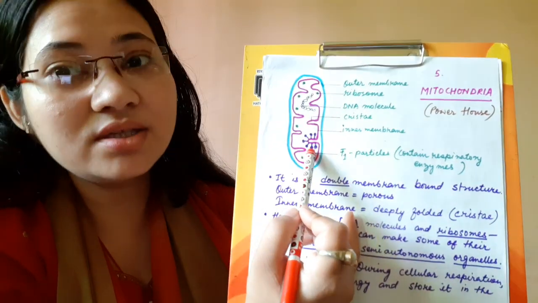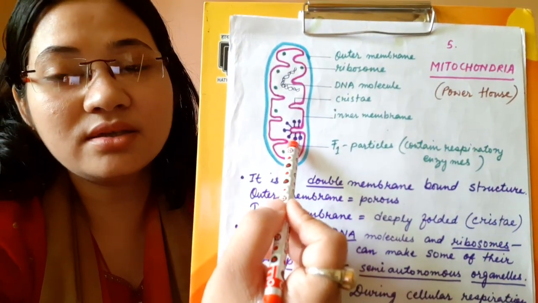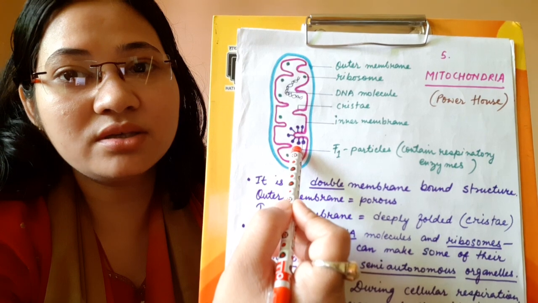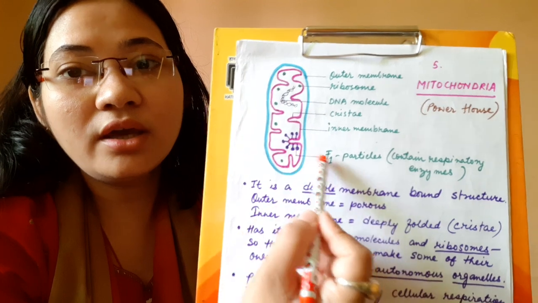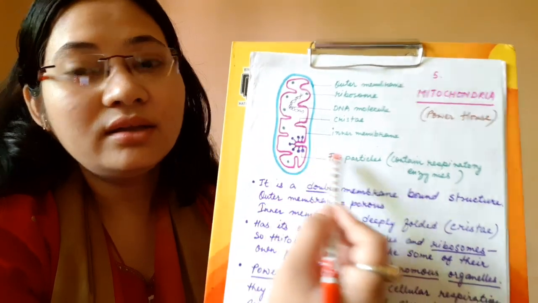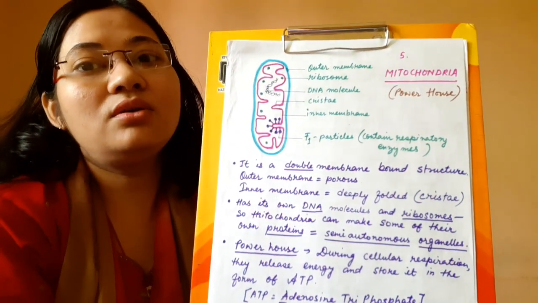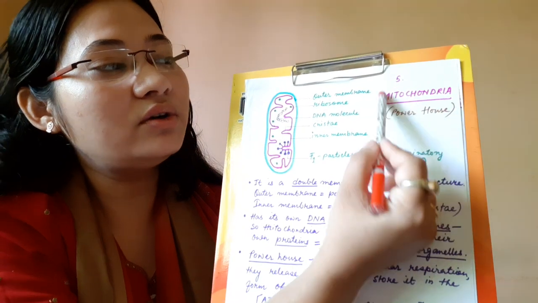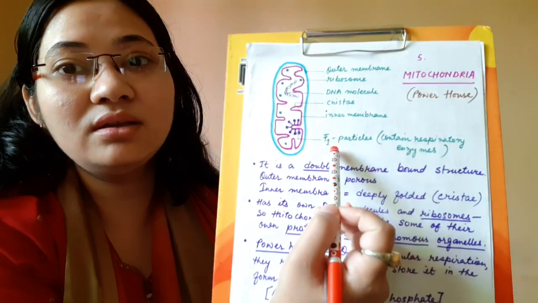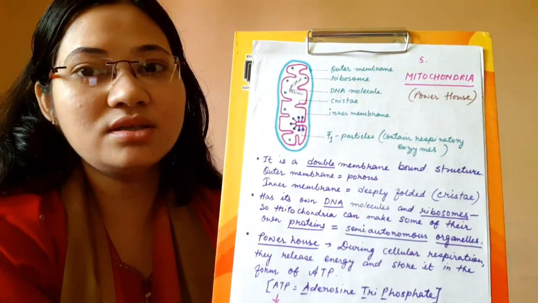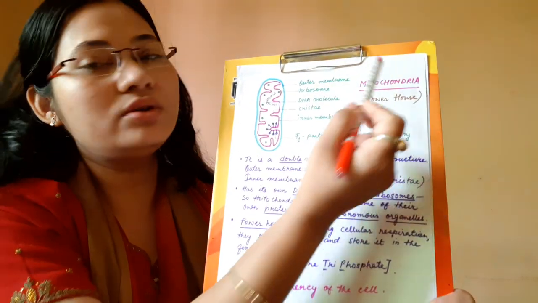Another very important structure present in the mitochondria are the F1 particles. You can see some racket-like, tennis racket-like structures present on the inner membrane, attached to the cristae. These are called F1 particles. They contain the enzymes which are important for respiration, so they contain respiratory enzymes. Mitochondria, the powerhouse of the cell, participate in cellular respiration, so these respiratory enzymes are present in the F1 particles. Easy to understand. Now let us look at the characteristics as well as the function of mitochondria.